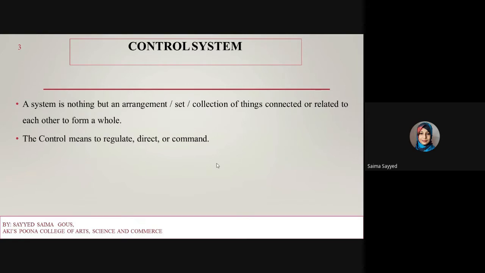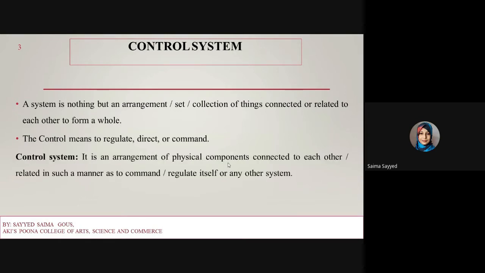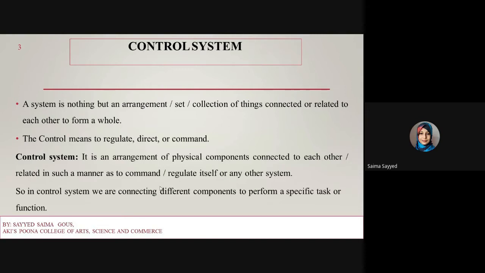Then what do you mean by control? So control means to regulate, to direct, or to give the command to a system. So in short, control system is an arrangement of physical components which are connected to each other or related in such a manner to command, to regulate itself or any other system. So here in a control system, we are connecting different components to perform a specific task or a function.